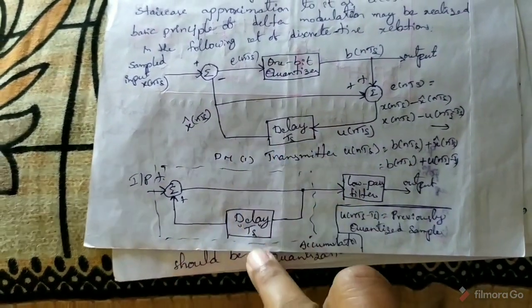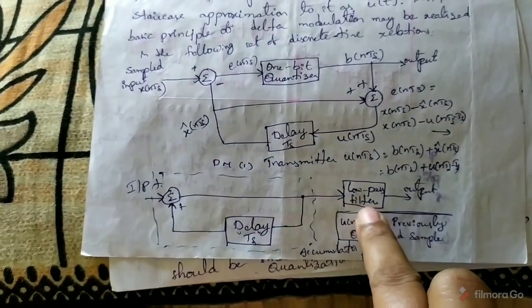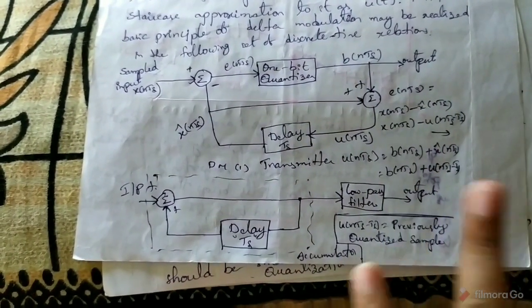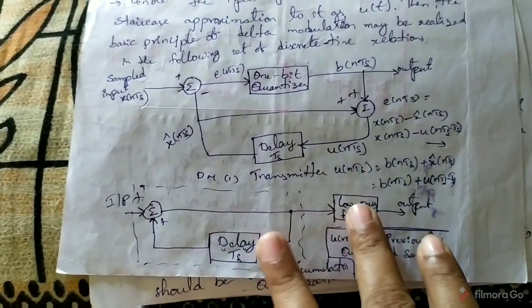And here also we will use the delay unit, and the low pass filter is used to attenuate the high frequency signals and allow only the low frequency signal. That's why we use the low pass filter.